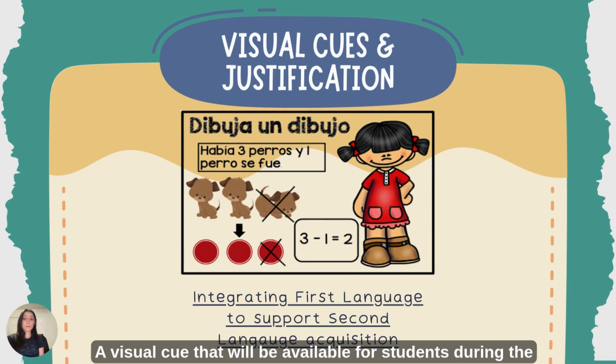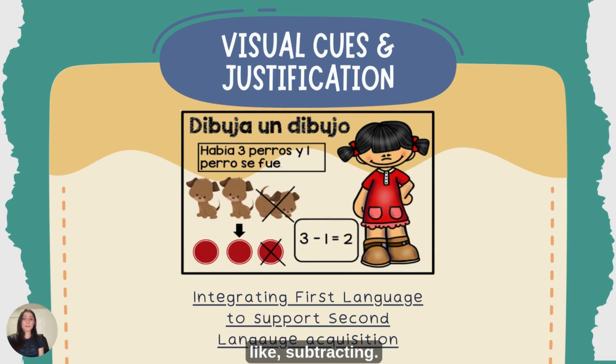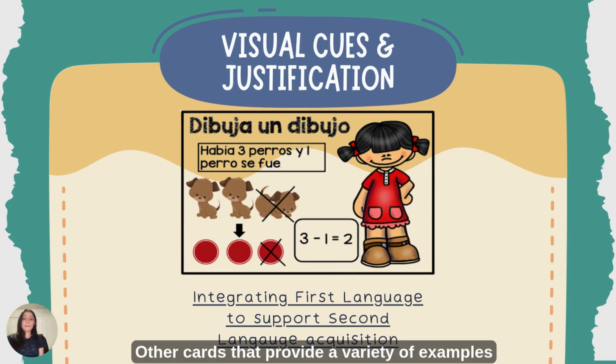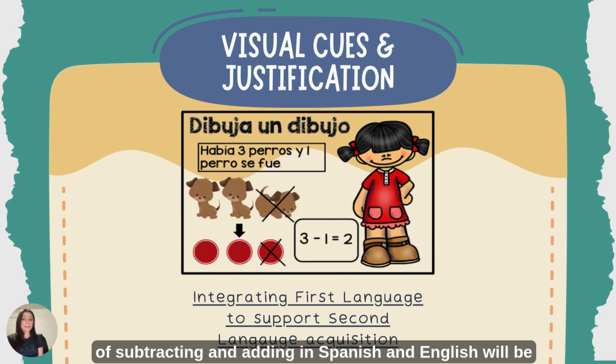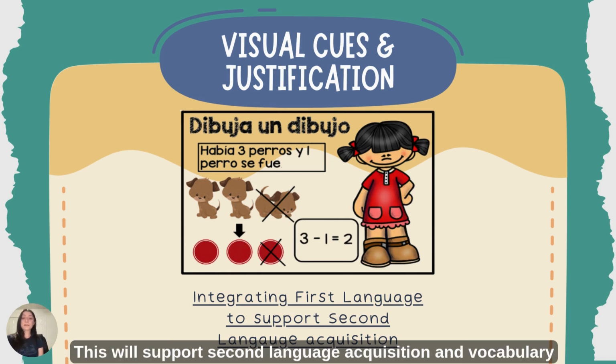A visual cue that will be available for students during the activity is a Spanish reference of a key skill like subtracting. Other cards that provide a variety of examples of subtracting and adding in Spanish and English will be posted to help integrate first language. This will support second language acquisition and vocabulary development.